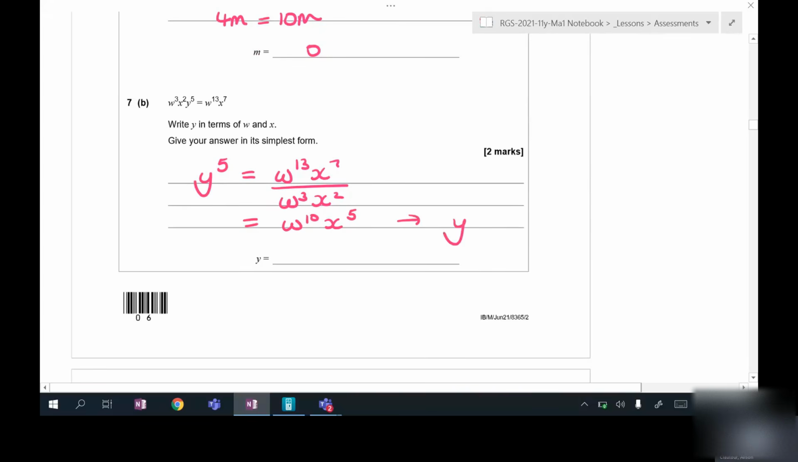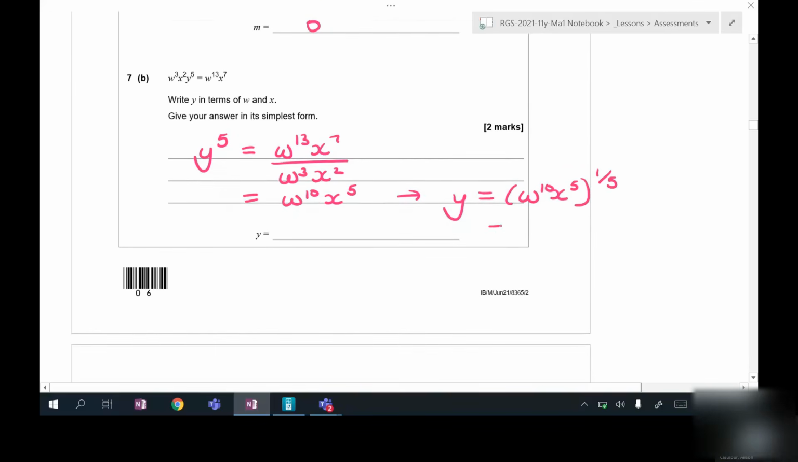To get y, you want to do the 5th root of that. Remember, the 5th root is the same as doing to the power of a 5th. So if I think about what we just did with the indices, I can multiply them again. 10 times a 5th is 2, and 5 times a 5th is 1. But obviously I don't need to put 1. So w squared x is your final answer.